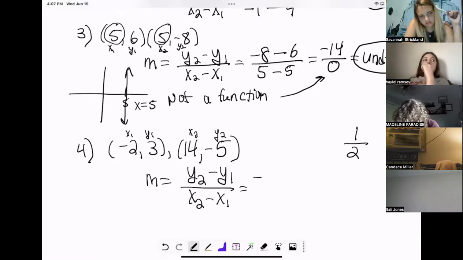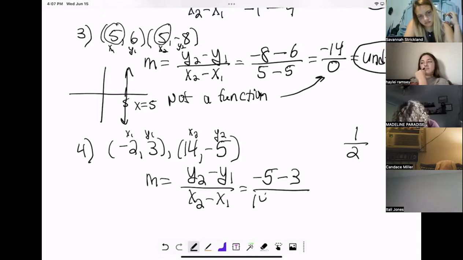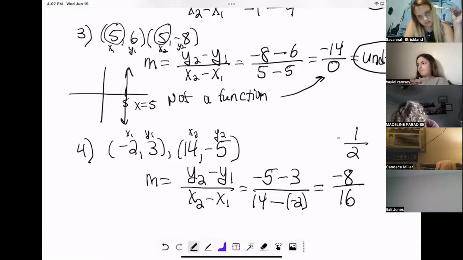Okay, so -5 minus y1 is 3 over 14 minus, now I look at -2. So I get -8 over, now minus and negatives is plus, that'd be 16. I guess I forgot my negative, right? -1/2 equals -1/2. We do it. We get it.